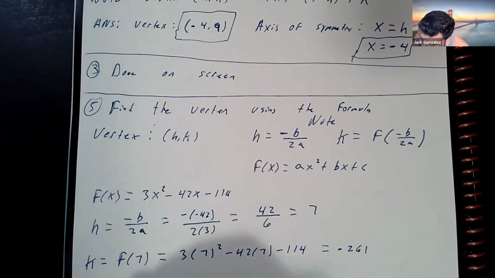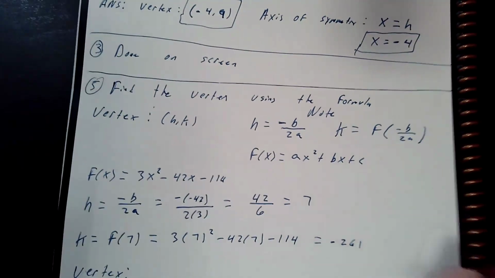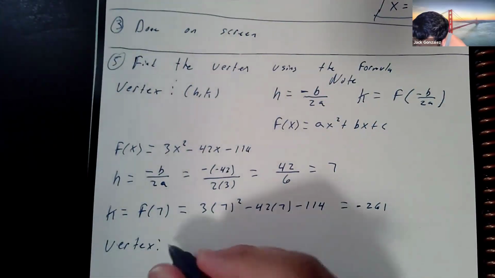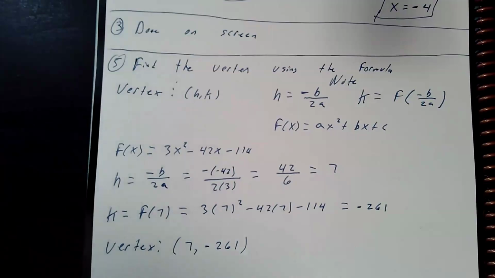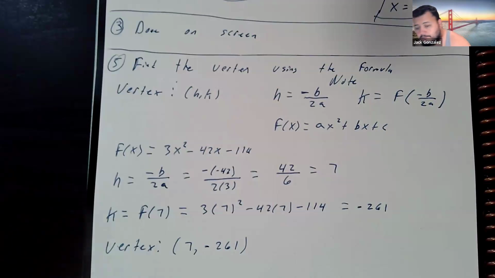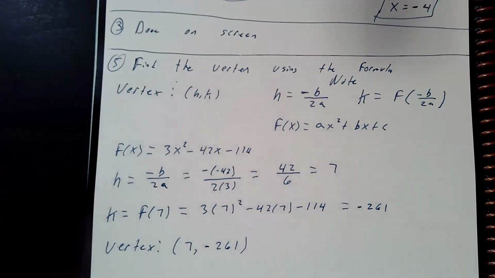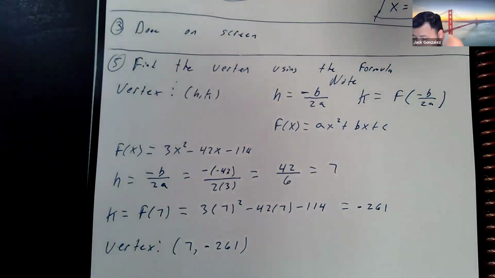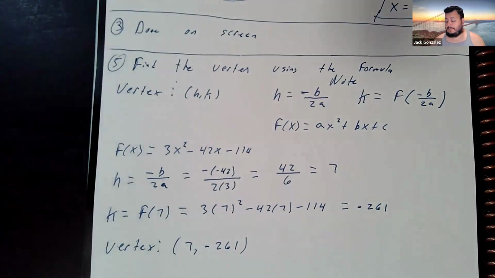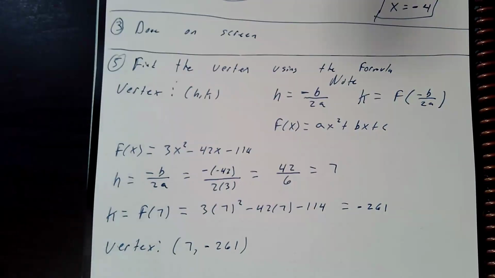So vertex will be 7 comma negative 261. And you're just using A and B for this one, no C. Yeah, you don't need C for the vertex. After you finish with the formula negative B over 2A, then you get the answer, plug it into the actual formula, and it gives you the answer. So you use a formula and you get the H, and then you plug in the H to get the K.